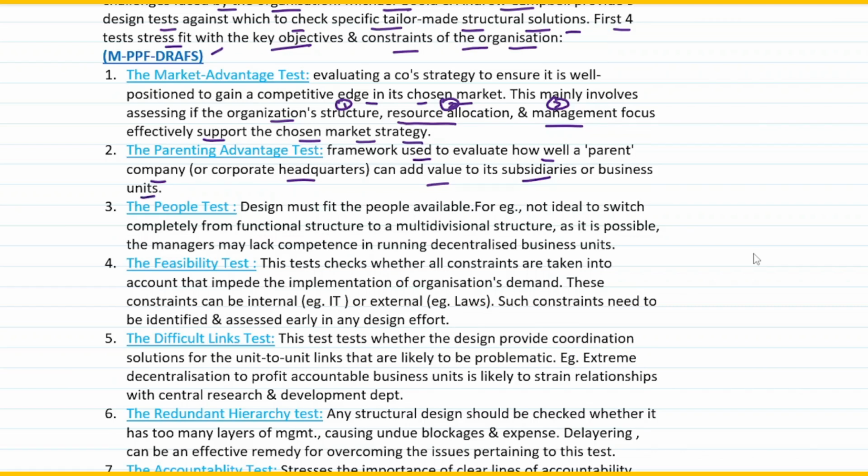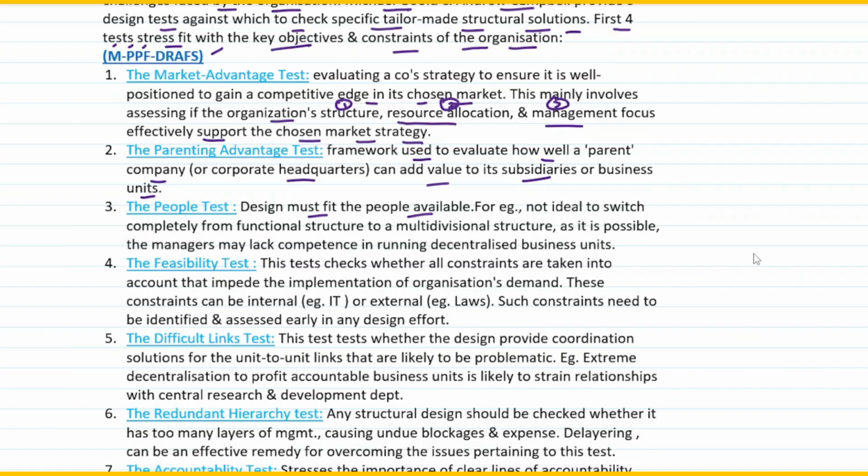So how can a corporate headquarters or a parent company basically add value to the subsidiary or a business unit? The third one is again P, that is, first is M, that is market advantage. Second is P, which is parenting advantage. Third one is again P, which is the people test. Now this people test is what? The design must fit the people available. Very simple. Whatever design you are working on, that should ensure that the people who are working in the organization are able to fit into that.